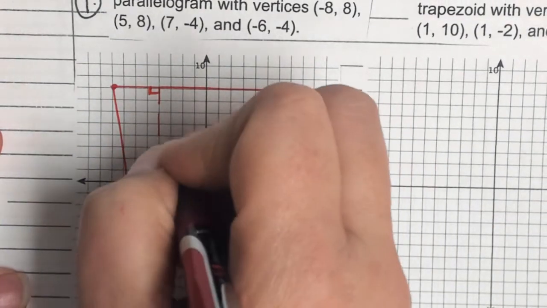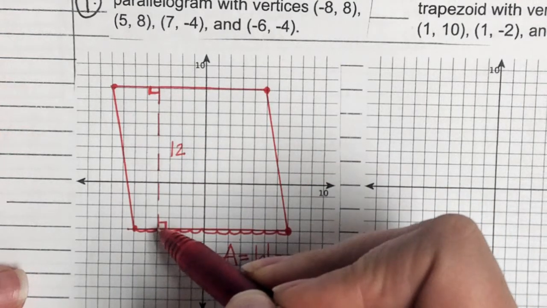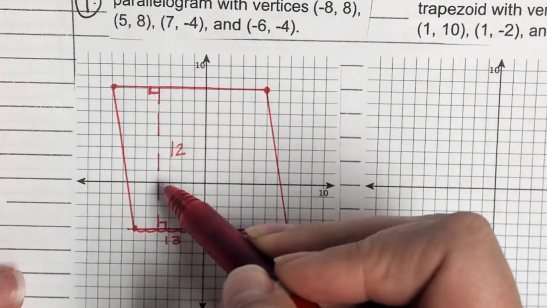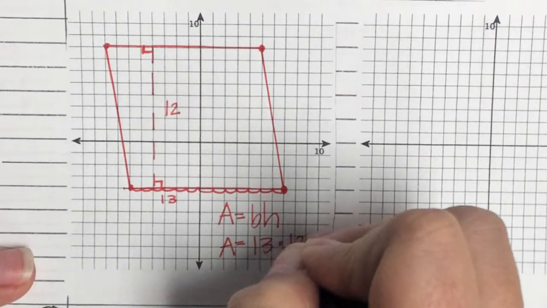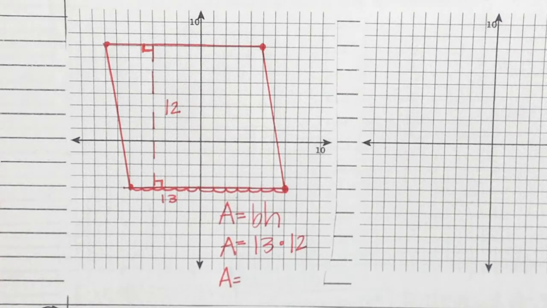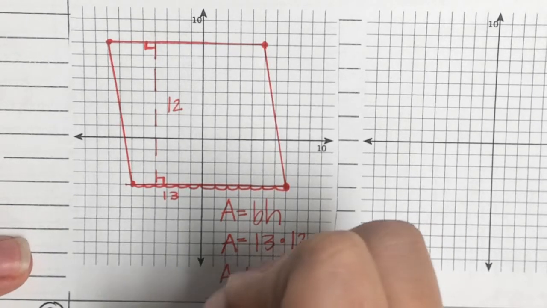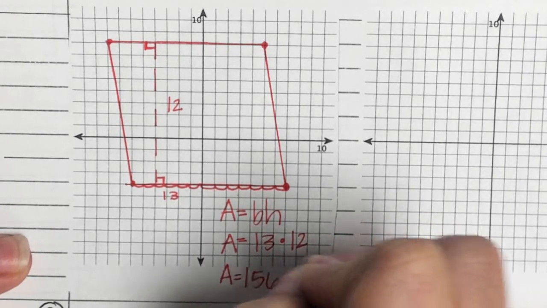It's 12. Okay, so we could count it, but we could also say this is at 8, and this is at negative 4. 8 to 0 is 8. 0 to negative 4 is 4. So that'd be 12. So to find our area, we're going to do 13 times 12. What is it? 156. And that is units squared.